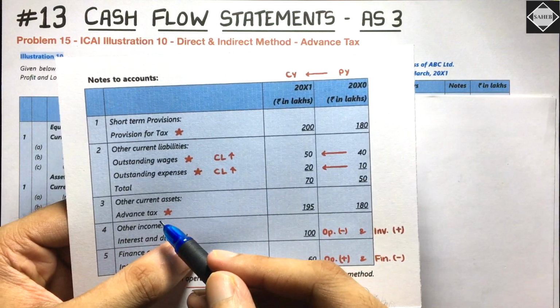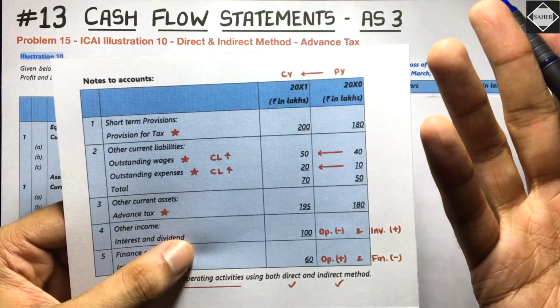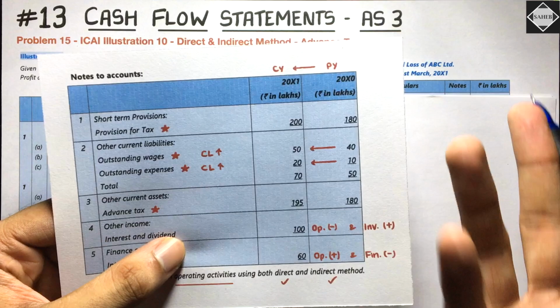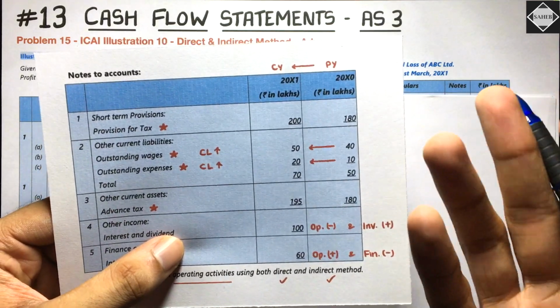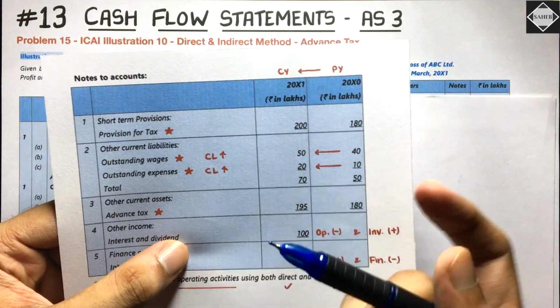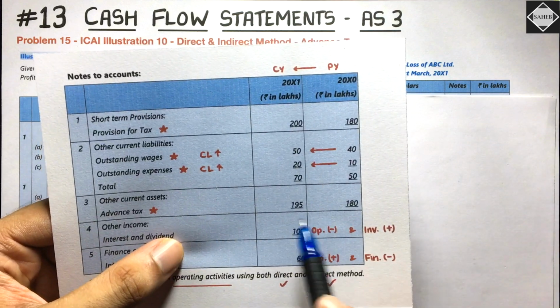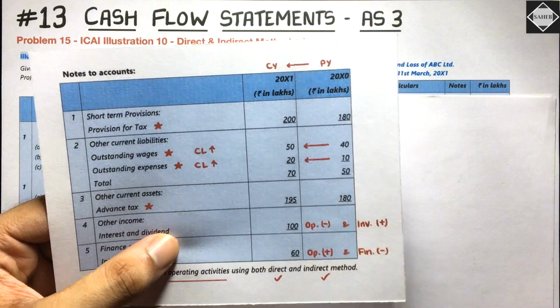It's an asset. Why is it an asset? Because you're paying in advance, isn't it? The liability has not become due in reality. You're paying in advance, so that is an asset. Is that clear? So it's given over here: opening balance, closing balance. This is the opening balance, this is the closing balance.